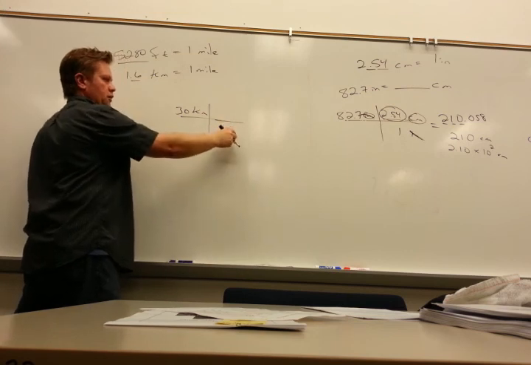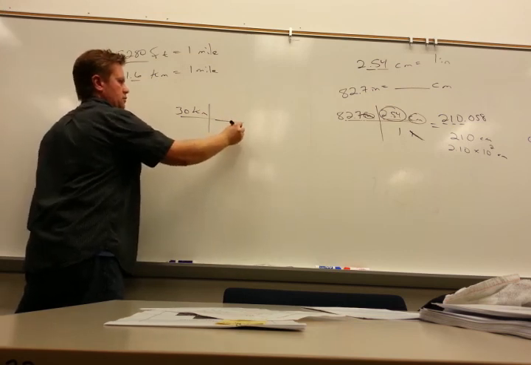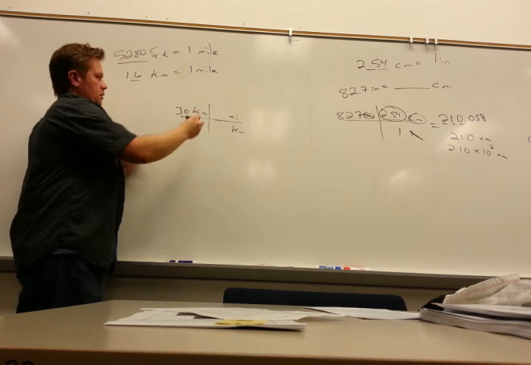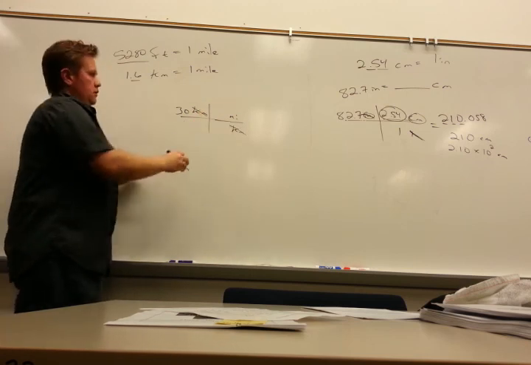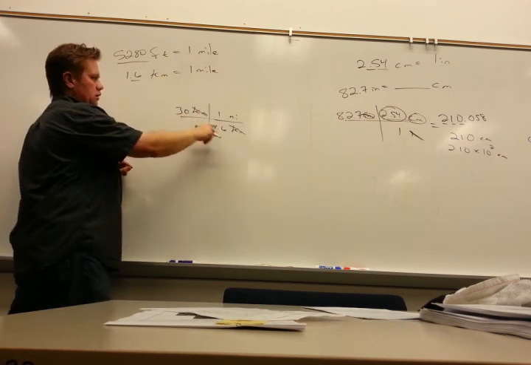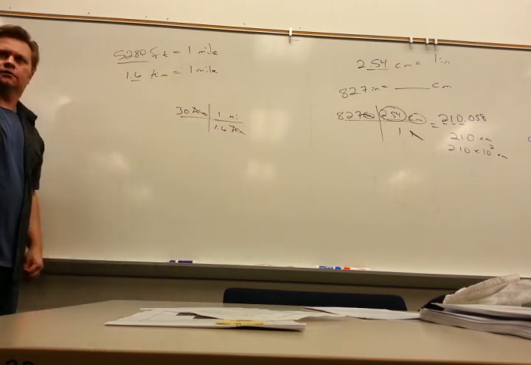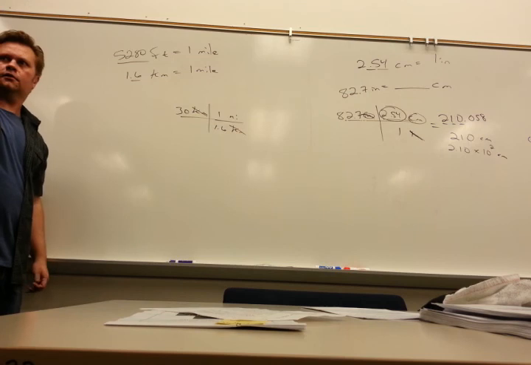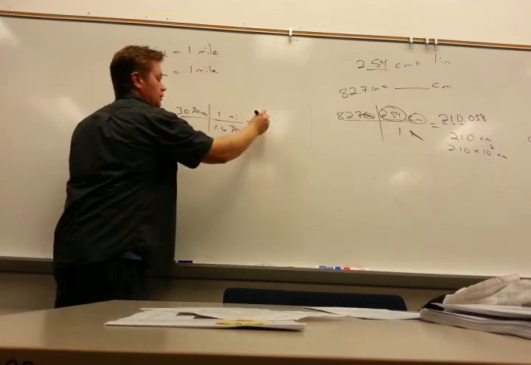So what would I put here? Miles. Kilometers. I mean, oh yeah. You with me? Because then the kilometers will cancel. Yeah, that was right. So then you can fill in, it's 1.6 kilometers in a mile. So what's 30 divided by 1.6? 18.75. Yeah, 18.75.